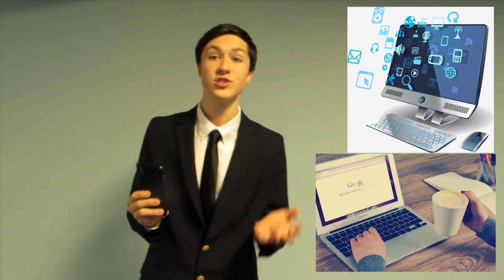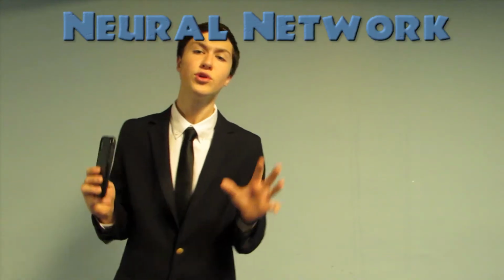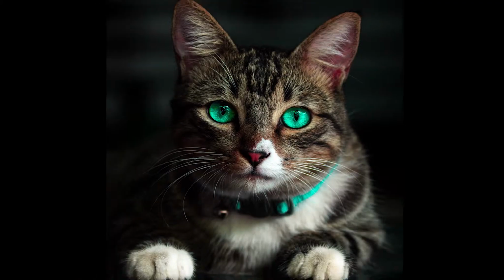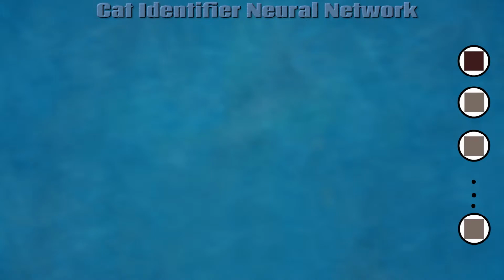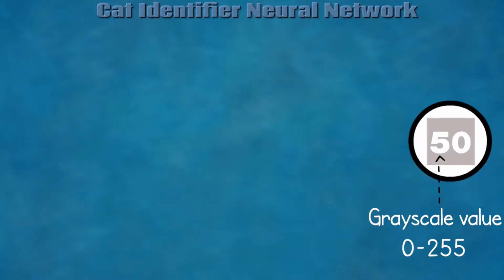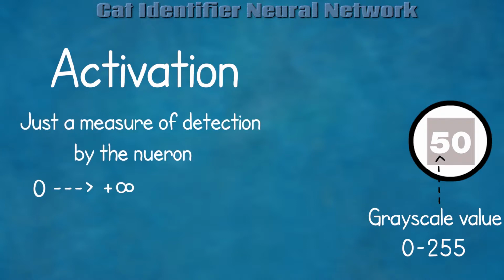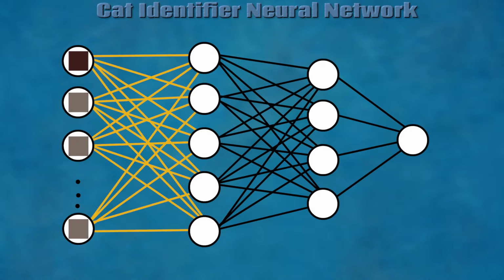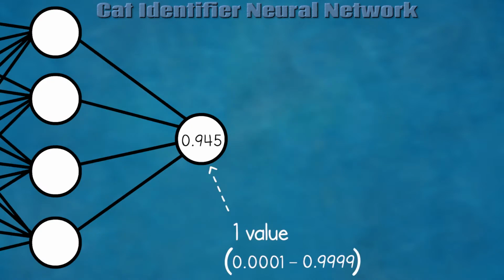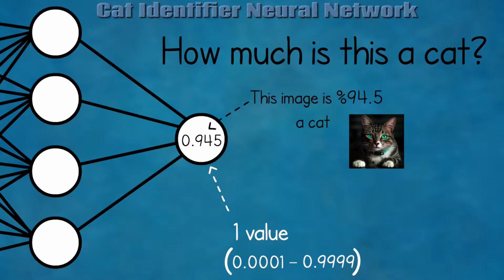The AI in all our devices, our computers, our search engines are all structured with something called a neural network. And let's say I want to make a neural network that can identify whether or not an image has a cat in it. So first, we take all of the pixels of our image and put them into these things called neurons. And the value each neuron holds is called an activation. An activation is just a measured detection by the neuron. These activations are going to move across the network and all end up as one value in the output layer. And the output layer's activation will tell us how much the network thinks the image is a cat.